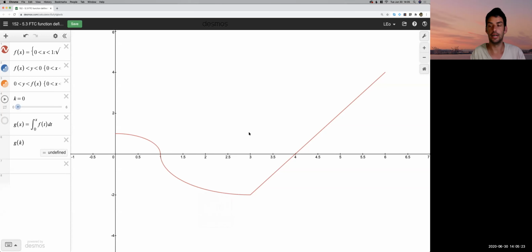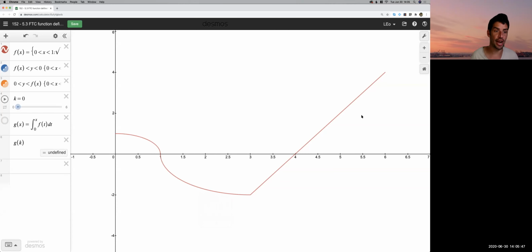Hey everybody. So we're going to move forward from our last videos into something called the fundamental theorem of calculus. And I'll do it in two parts, so there'll be a couple of videos about this and probably a couple more following up. So we're going to start by looking at a particular way to define a function.